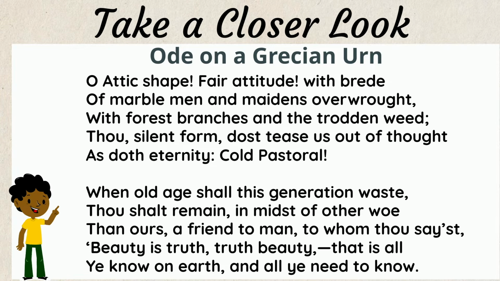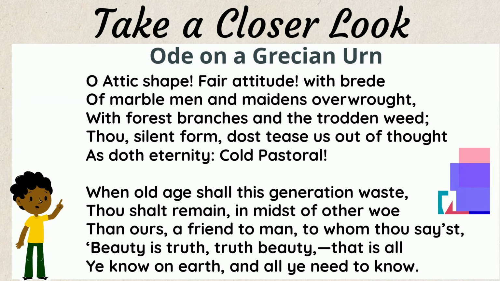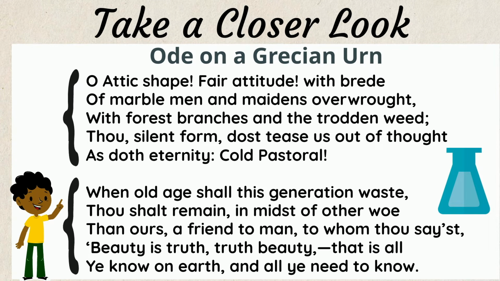Let's take a look at the structure of this poem. This poem is written about a Grecian urn, which looks something like a large vase. It is written in 5-line stanzas. This poem does not follow a specific rhyming structure, but notice that the rhyme scheme can be found at almost every other line.